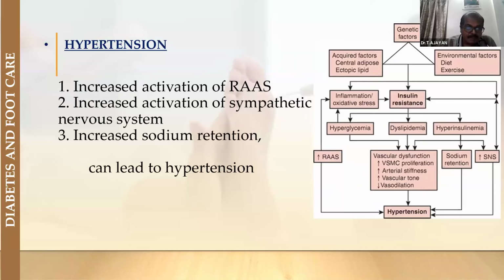Hypertension is due to increased activation of the renin-angiotensin mechanism. The second reason for hypertension in relationship with diabetes mellitus is increased activation of the sympathetic nervous system. The third reason is increased sodium retention. The sodium retention is directly related to the increased activation of the renin-angiotensin mechanism, and increased sodium retention can lead to hypertension.